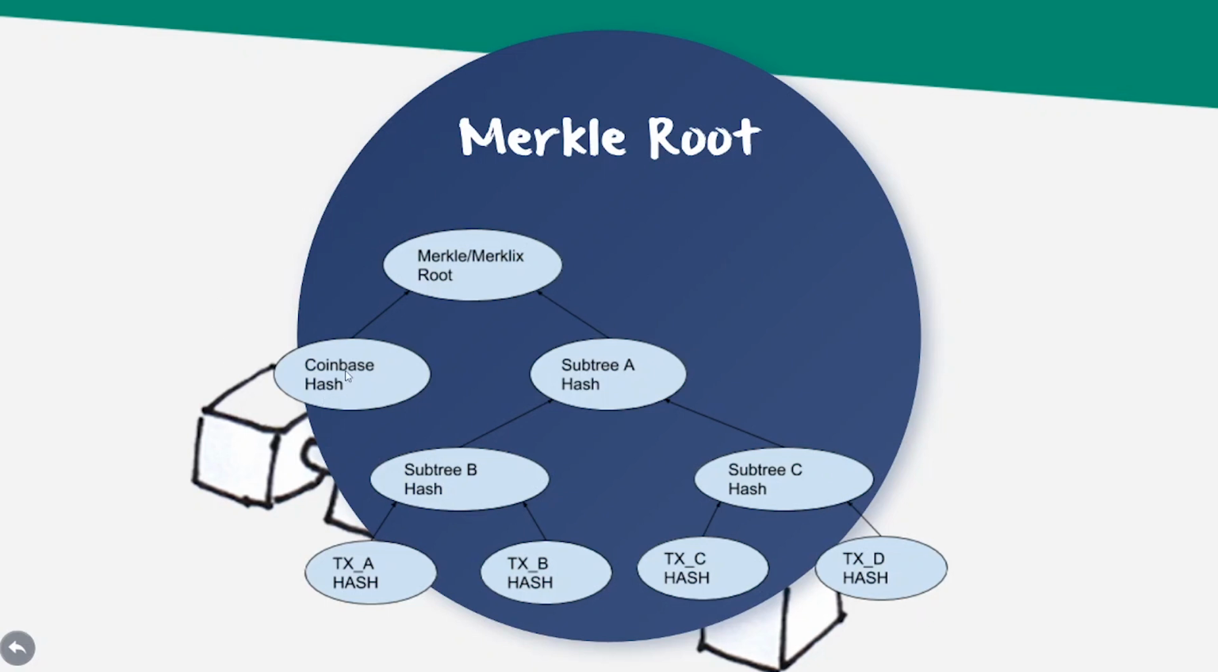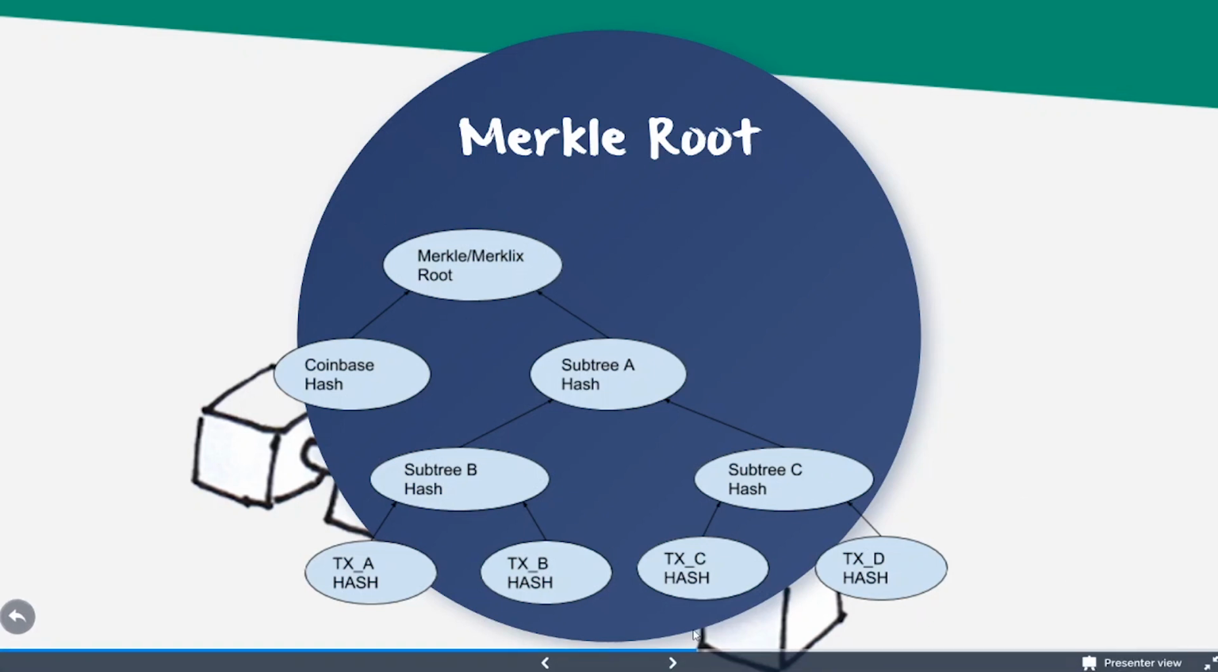Then you take the Coinbase hash, and this is just the hash of the Coinbase transaction, which the miner creates when they actually create a new block. The Coinbase transaction has no inputs but an output to the miner address. Then you hash those two together and you get the Merkle Root hash. And this is included in the block header, which I'm going to cover now.